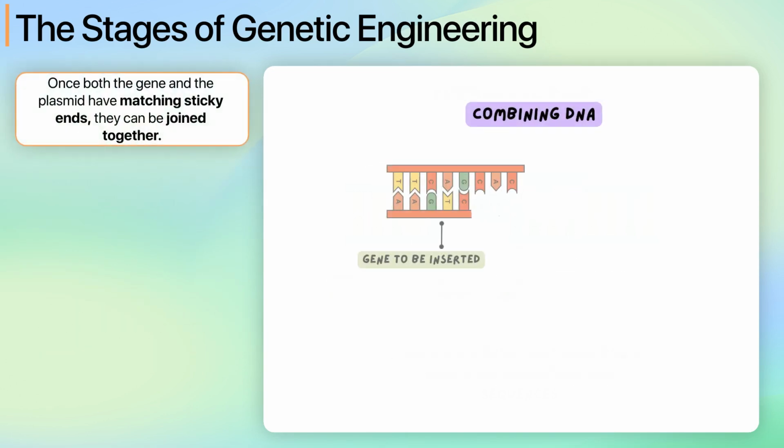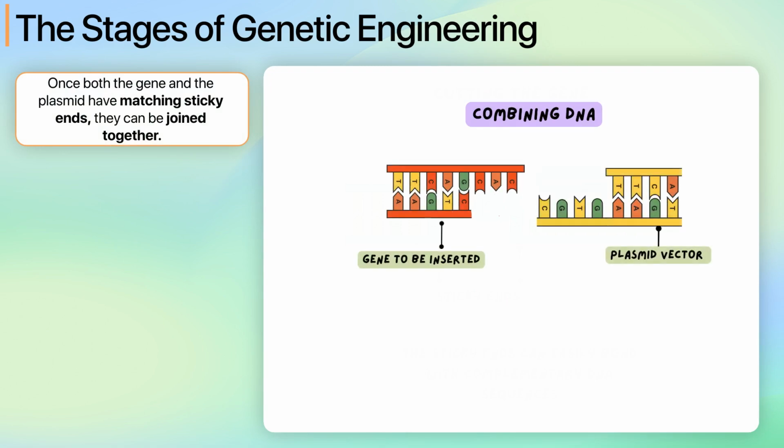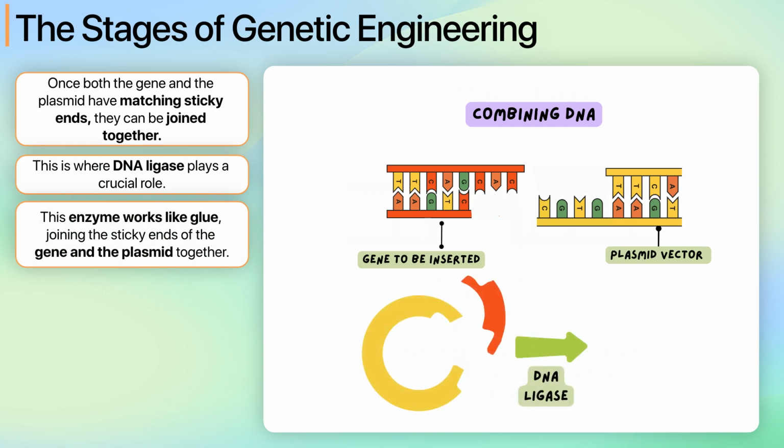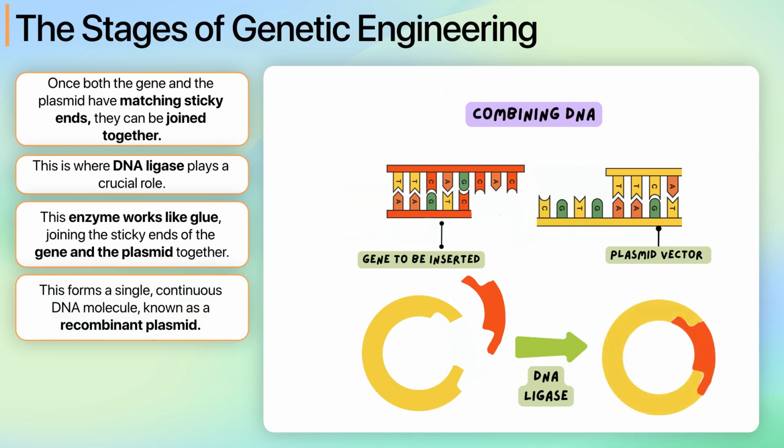Once both the gene and the plasmid have matching sticky ends, they can be joined together. This is where DNA ligase plays a crucial role. This enzyme works like glue, joining the sticky ends of the gene and the plasmid together. This forms a single, continuous DNA molecule, known as a recombinant plasmid.